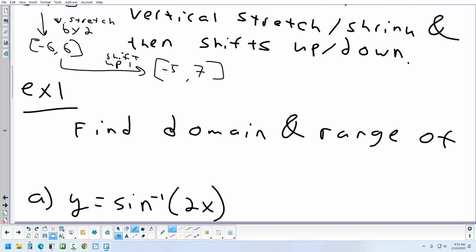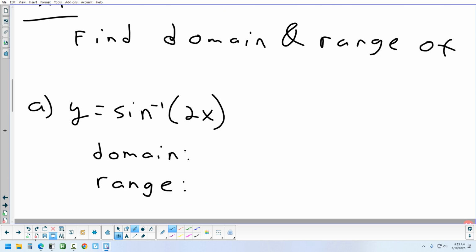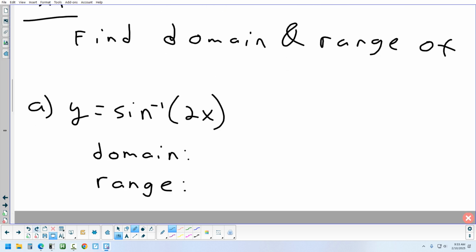All right. Let's see if we can find some new domains and ranges. Okay. So the first thing I like to do is write down if there's something that's not changing. Fill that one in first. Is there anything here that is not being changed from the original, from the regular inverse sine function? Yep. Range. Yeah, there's no change in the range.